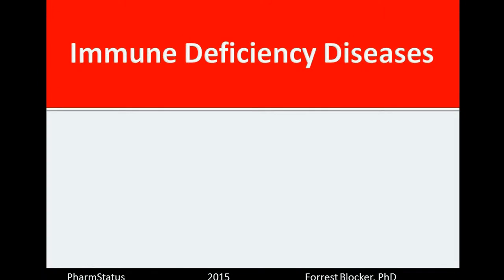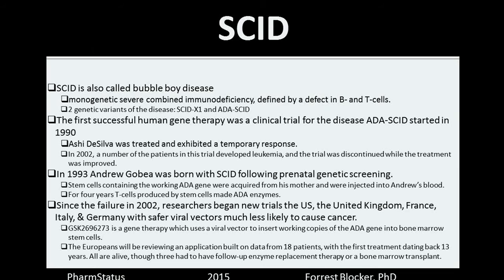Okay, the next category of diseases that I want to talk about are immune deficiency diseases. The first immune deficiency disease that I want to talk about is something called SCID, also known as the bubble boy disease. As you can imagine, it's a very rare disease. The initials SCID stand for severe combined immunodeficiency, and it's defined by a defect in B and T cells.